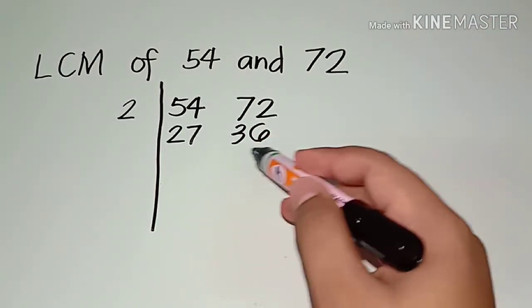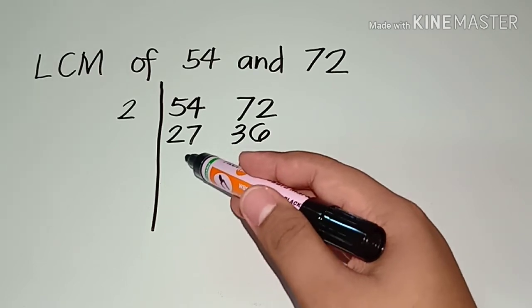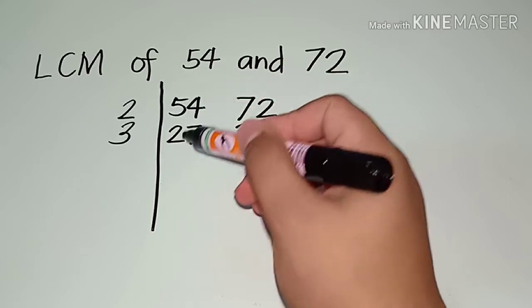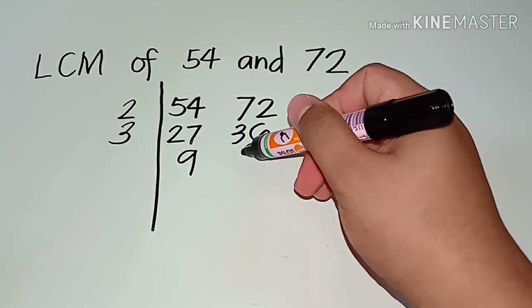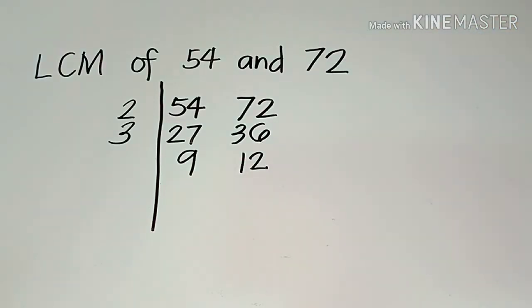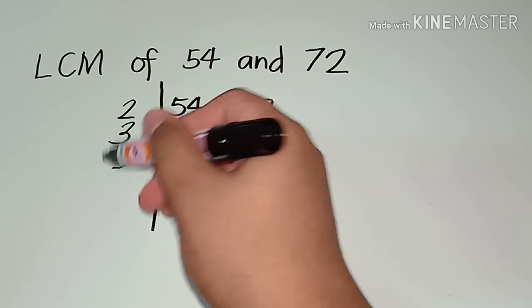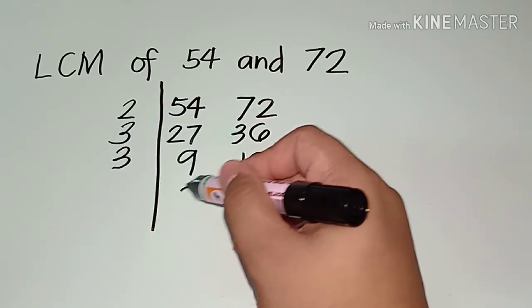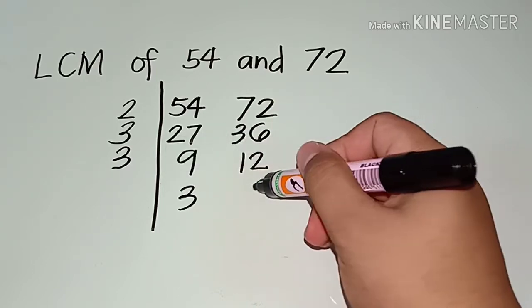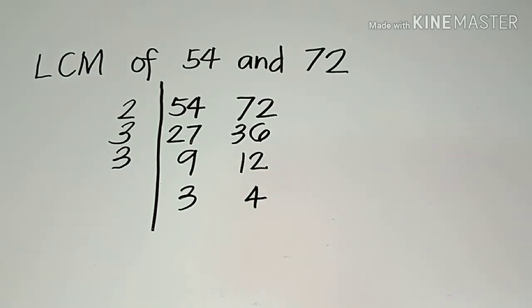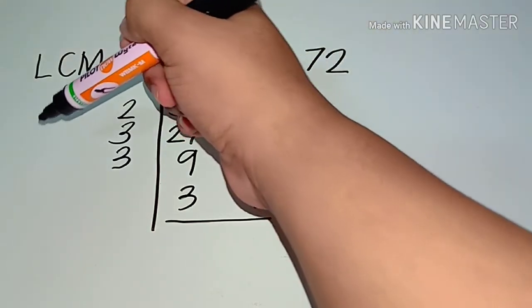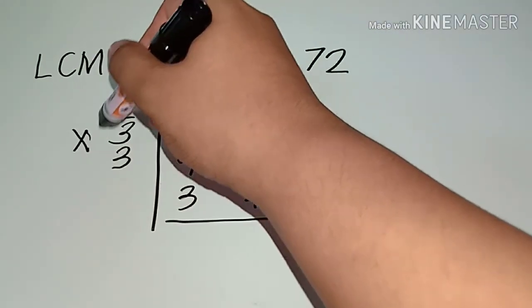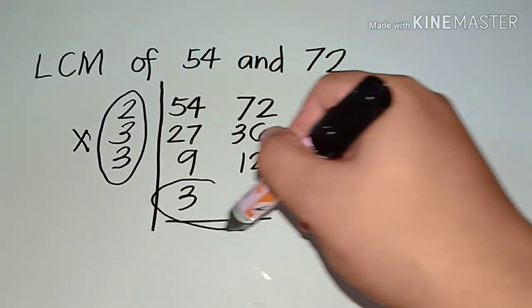We cannot divide by 2 because 27 is not an even number, so we'll proceed with 3. 27 divided by 3 is equal to 9. 36 divided by 3 is equal to 12. And still, we can simplify that by dividing by 3. So 9 divided by 3 is 3, and 12 divided by 3 is 4. Since we cannot simplify 3 and 4 because they have no common divisor, we have to stop right here. And after that, as I said in the first example, just multiply the ones on the left side, including the bottom part here.